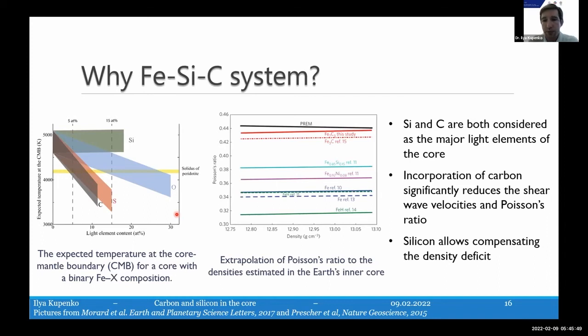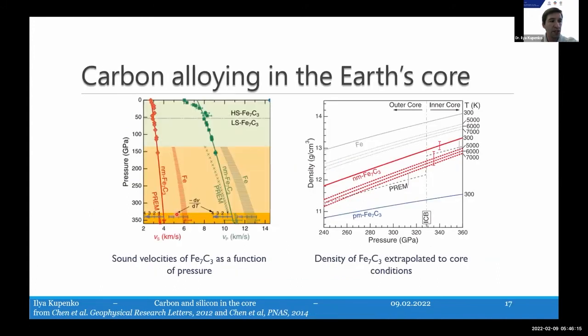Recent ab initio calculations propose that silicon and carbon combined can also match seismic observation. So incorporation of carbon should significantly reduce the shear wave velocities and increase the Poisson's ratio, while silicon will compensate for the density deficit. But there is the general discrepancy between theoretical and experimental results on the effect of carbon on core parameters. So some studies even suggest that iron carbide, Fe7C3, can by itself match both velocities and densities of the core.